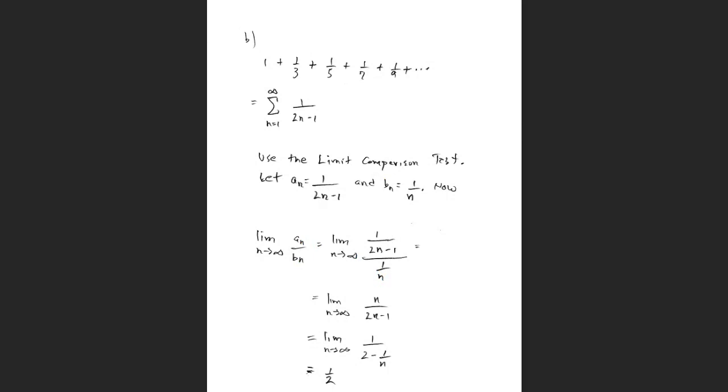So we come up with the formula. There it is, a formula for the series. And we're going to use the limit comparison test. This time, a sub n will be 1 over 2n minus 1. And b sub n, I'm just going to have it be 1 over n. Take a moment to copy that.